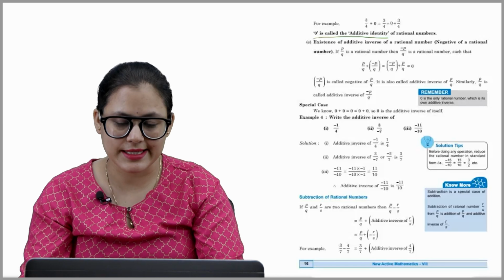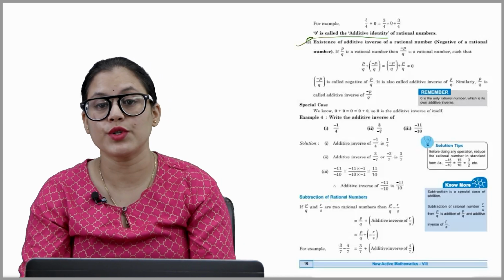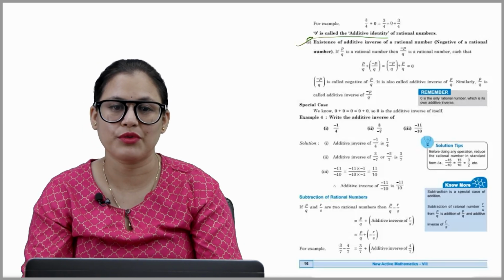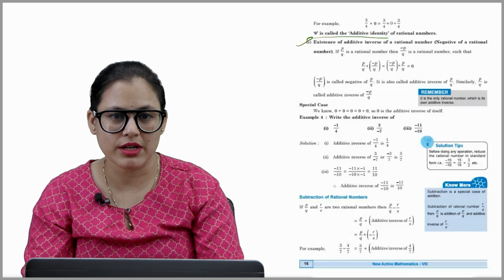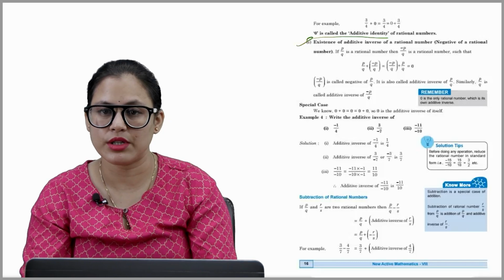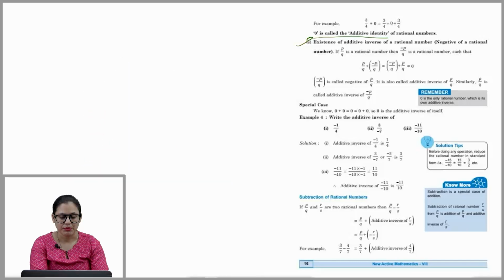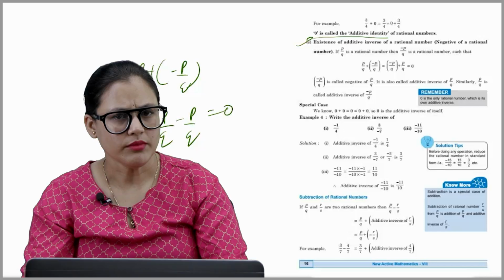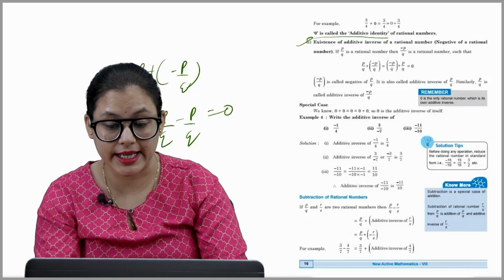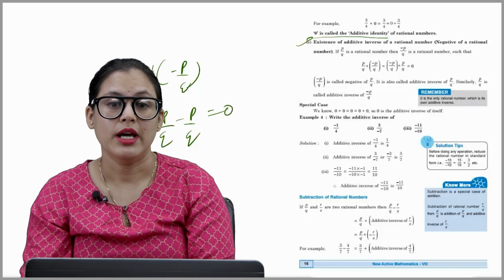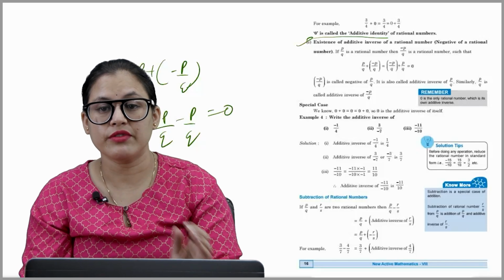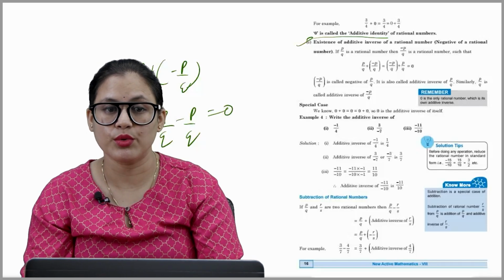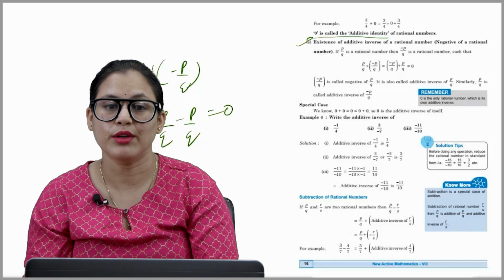E, existence of additive inverse of a rational number, that is, negative of a rational number. If p by q is a rational number, then minus p by q is a rational number such that p by q plus minus p by q is equal to 0. Minus p by q is called the negative of p by q. It is also called the additive inverse of p by q. Similarly, p by q is called the additive inverse of minus p by q.